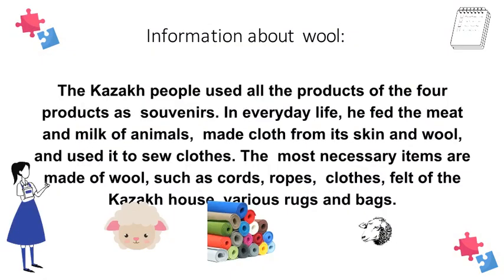Information about wool. The Kazakh people used all the products of the four types of livestock. In everyday life, they fed on the meat and milk of animals, made cloth from their skin and wool, and used it to sew clothes. The most necessary items are made of wool, such as cords, ropes, clothes, felt of the Kazakh house, various rugs and bags.